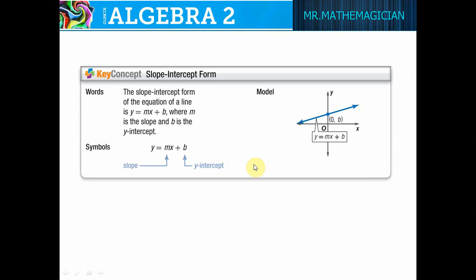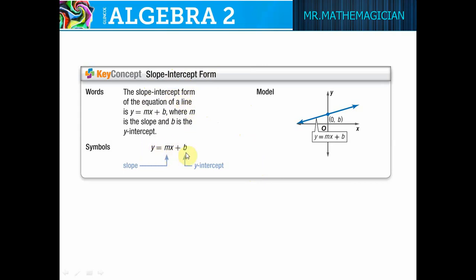In this video, you are going to learn how to write down a linear equation given some information, like a point and a slope, or 2 points, or a point and a given line. So let's start with the slope-intercept form.